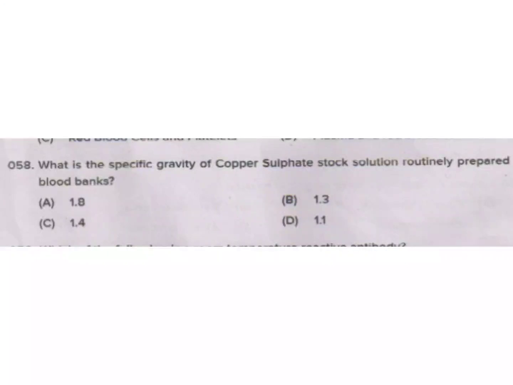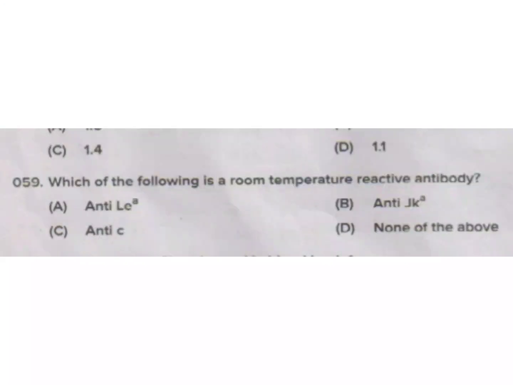The next question. Which of the following is a room temperature reacting antibody? Four options: option A anti-LEA, option B anti-JKA, option C anti-C and option D none of the above. The answer is option A anti-LEA.